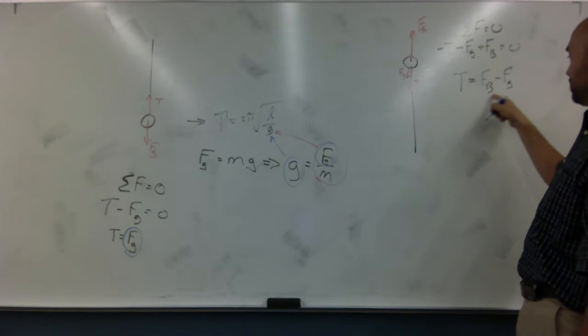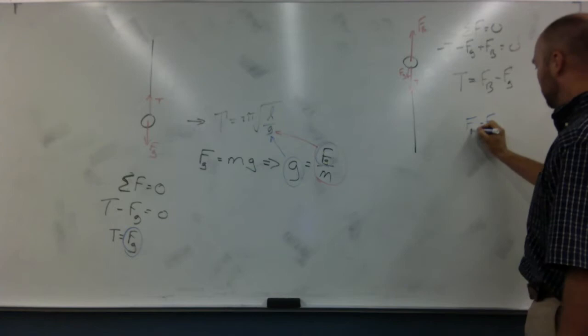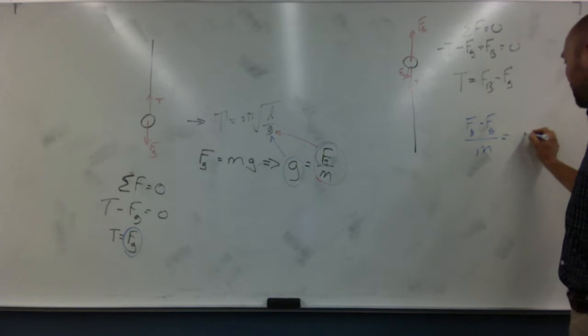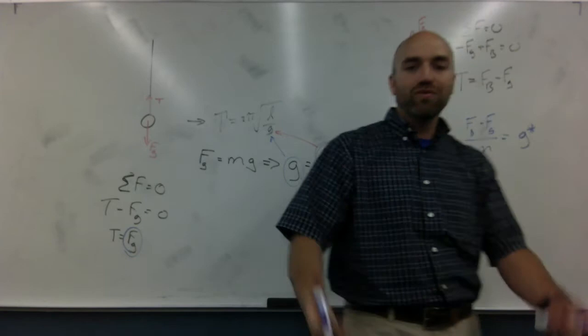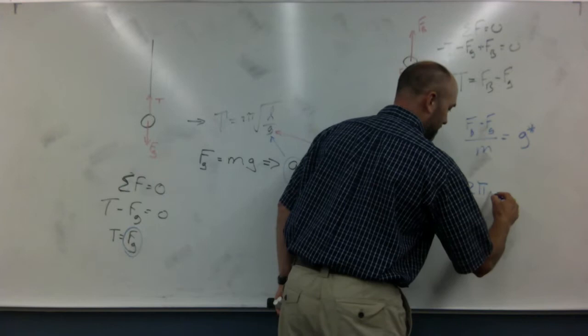If we take force of gravity minus the force of buoyancy, other way around, I'm sorry. Hold on. Force of buoyancy minus the force of gravity, and divide it by mass, just like we do here, that will be, it's not gravity, but let's call it G star. It's the equivalent of gravity for this situation. Okay. And then the period of this will be 2 pi times the square root of L over G, but in this case the G is this stuff here.